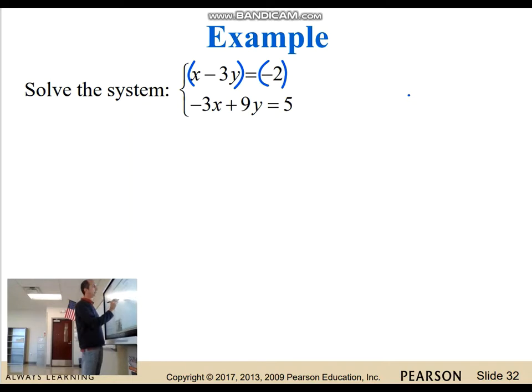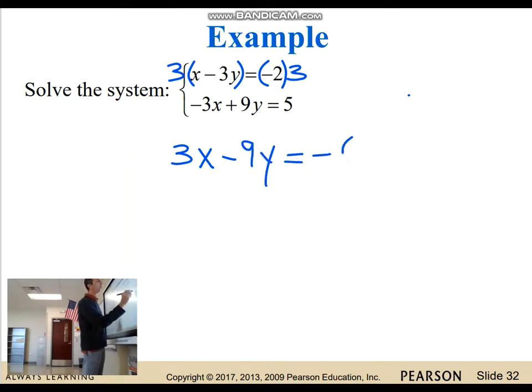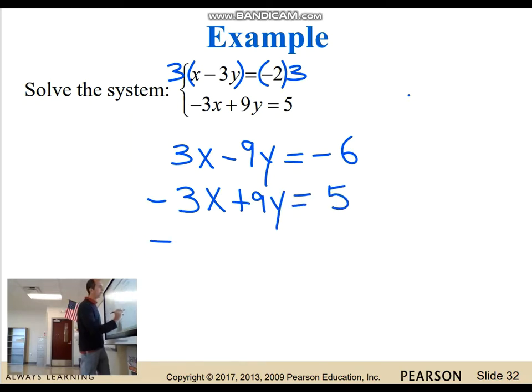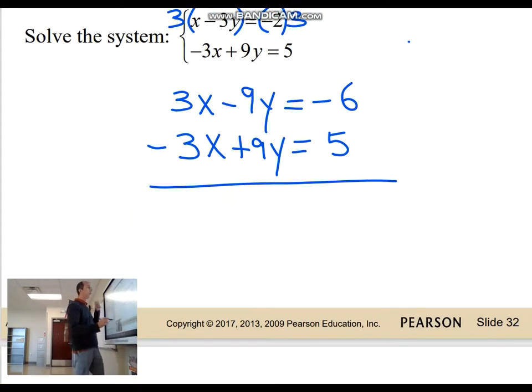Let's do this. Multiply by 3 here: 3 times x, 3x, negative 3y times 3, negative 9y, and negative 2 times 3, negative 6. Cool. Now we have the other equation, negative 3x plus 9y equals 5. Well, we can add. Check what's going to happen after we add and simplify: 3x with negative 3x, negative 9y with positive 9y, and this is going to be 0.